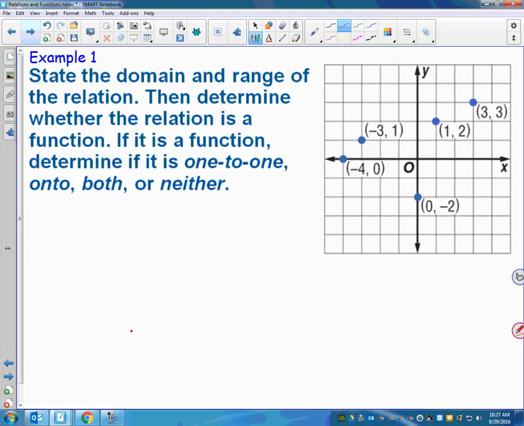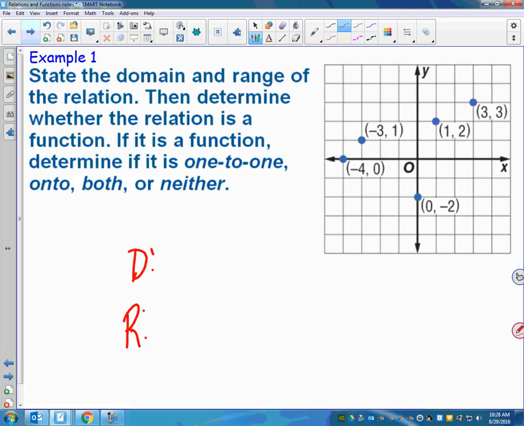It says, state the domain and range of the relation, then determine whether it's a function, are all the x's different. If it is a function, is it 1-to-1, on-to, both, or neither? Kind of just getting you used to these vocabulary words. So these are just a bunch of points. Hopefully you feel good about this, maybe not. But what do I do to find the domain of just a bunch of points? You just put the x's.